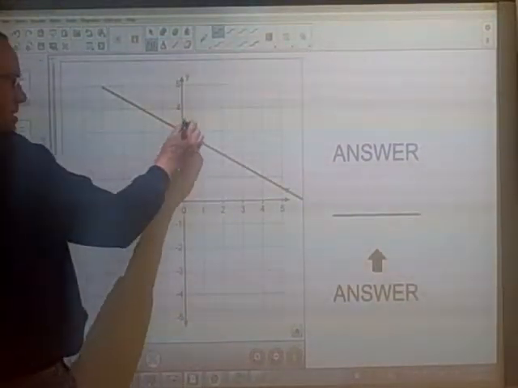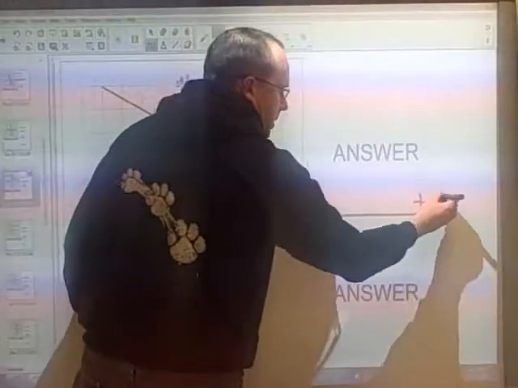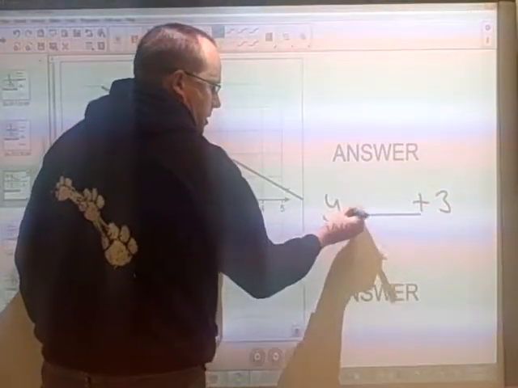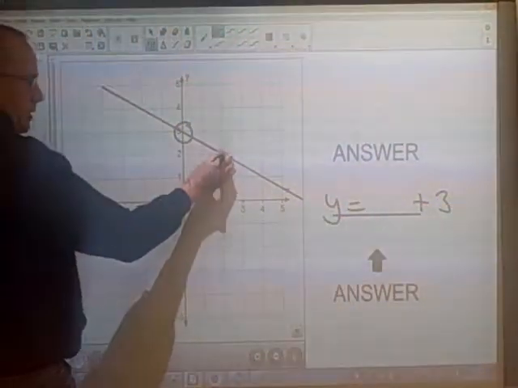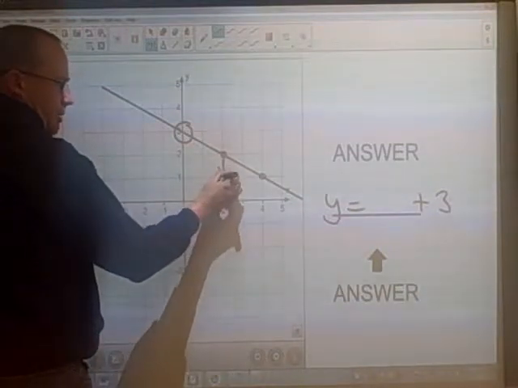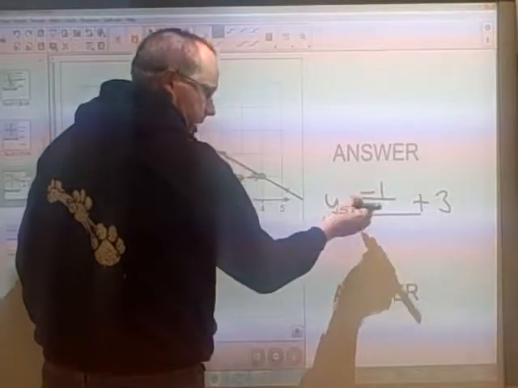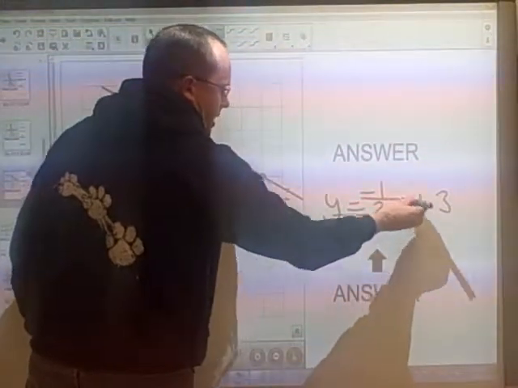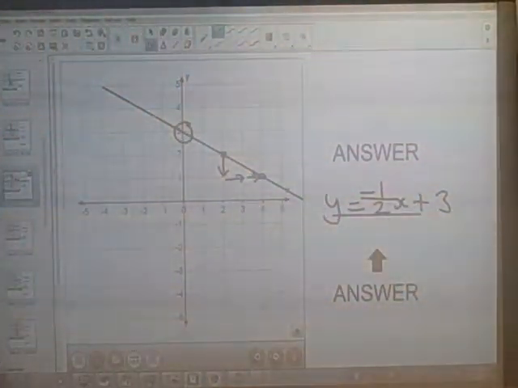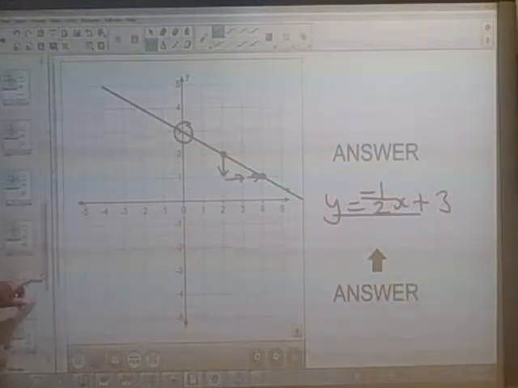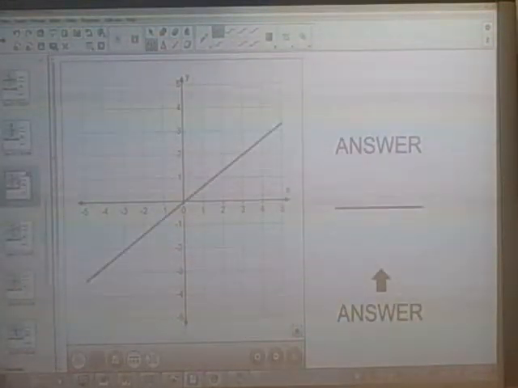This one goes through 3 on the y-axis, so I'm going to put plus 3 at the end of my answer. Start with y equals. I want to find the slope for this one. This one goes down 1 and then across 2. So to show it goes down, give it a negative sign again. So negative 1 over 2x plus 3, and that's it. So as you can see, these questions can be done fairly quickly.